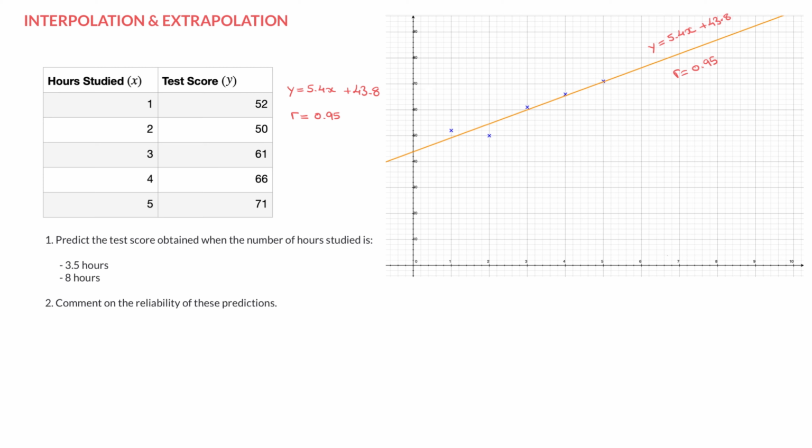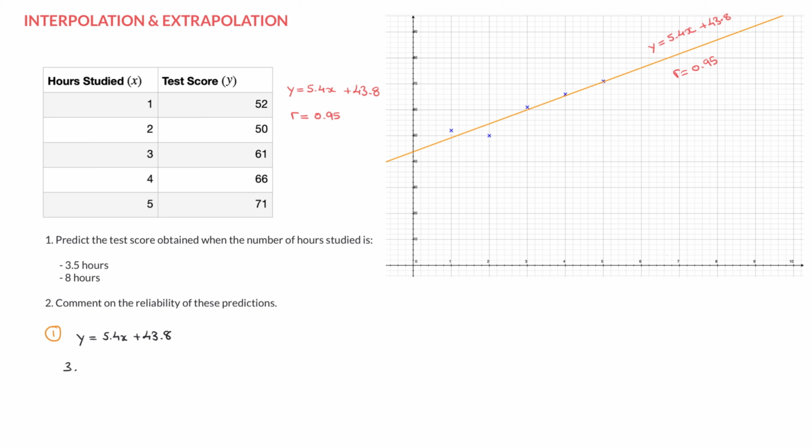And so let me quickly write a little 1 here, as in question 1. And I'll go ahead and copy this regression line's equation, which is y equals 5.4x plus 43.8. Well, to predict the test score y that we get for 3.5 hours of study, all we have to do is replace the x we have here by 3.5. So let's go ahead and do that.